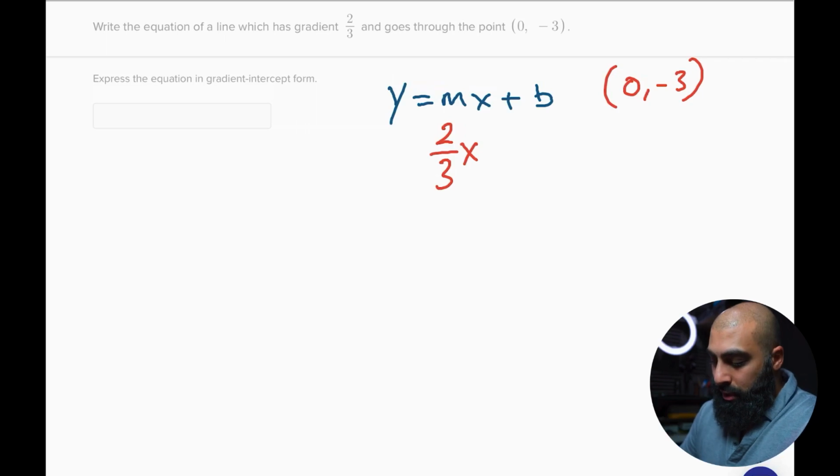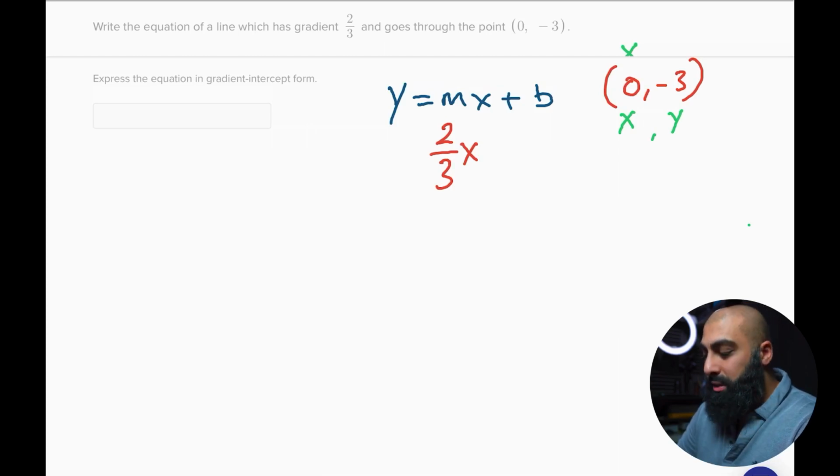So look at this. We have a coordinate point where we've got x is equal to 0 and y is equal to minus 3. Whenever x is 0, that means we have the y-intercept. So our y-intercept here is minus 3. We have y is equal to 2/3 x minus 3.